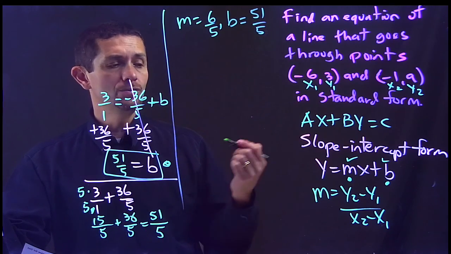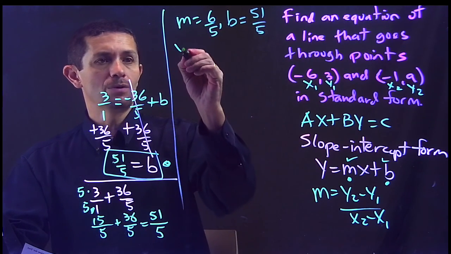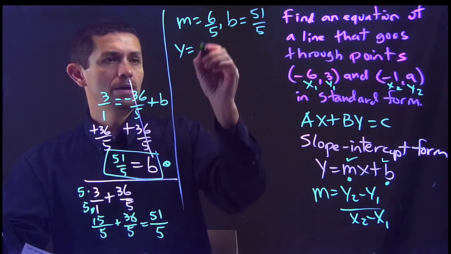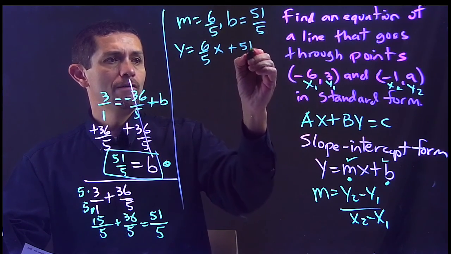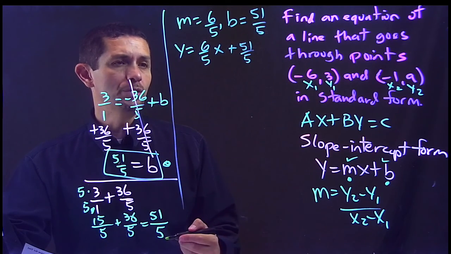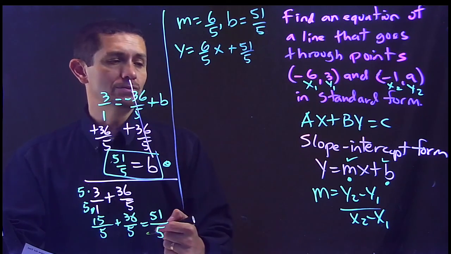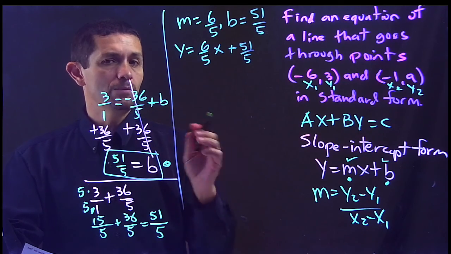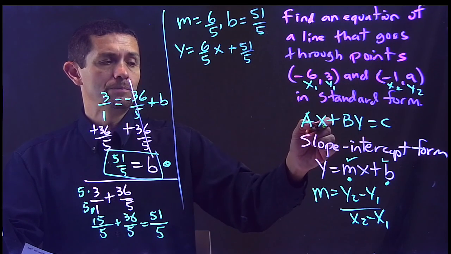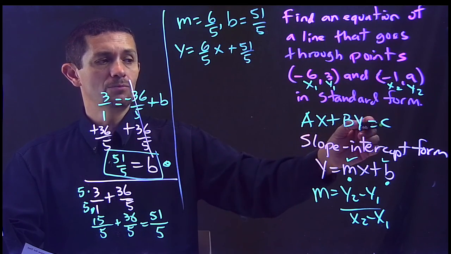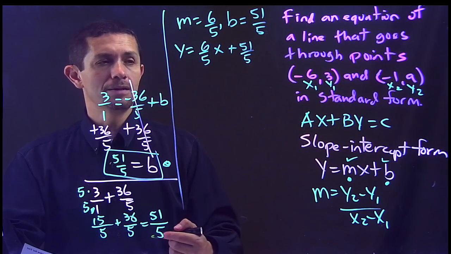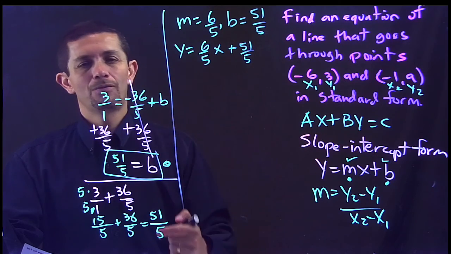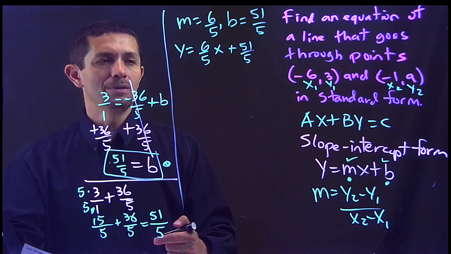All right. So we said that I need to go through slope-intercept form. So I'm going to write the slope-intercept form, y = mx + b. m is 6/5, so y = 6/5x + 51/5, which is b. Okay. Now I have a bunch of fractions. Now remember, the whole idea of what we're doing right now is to get to standard form. In standard form, all of these have to be whole numbers, all right? And the x and the y have to be on one side. So first of all, let's get rid of that fraction. Let's get rid of that denominator.